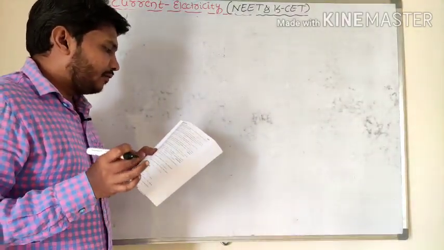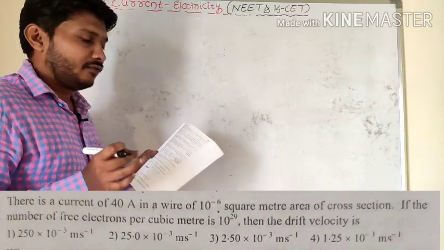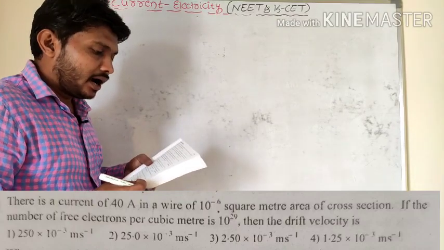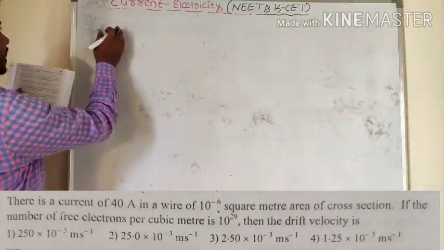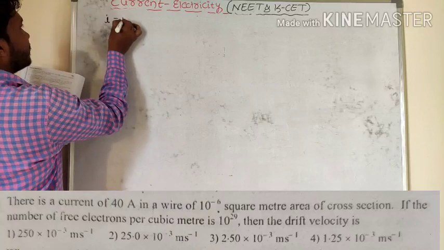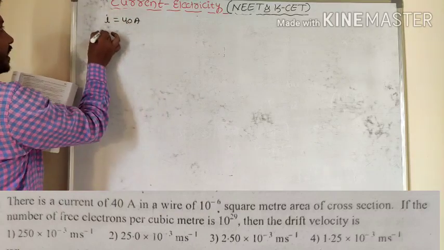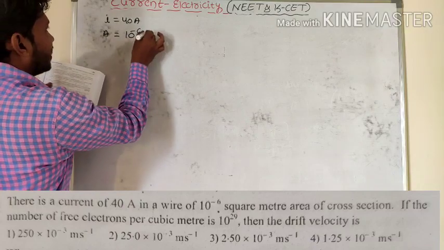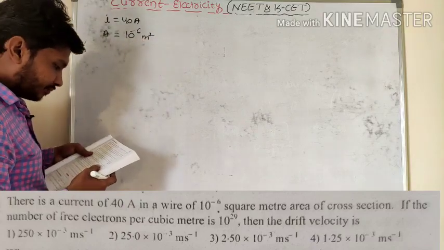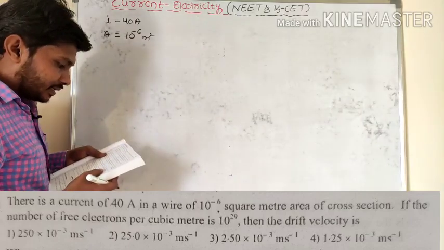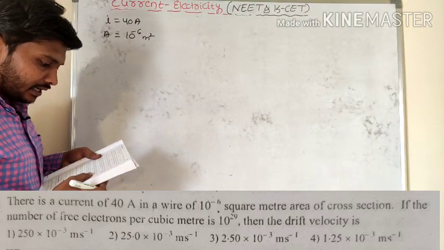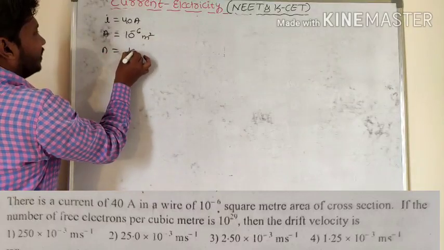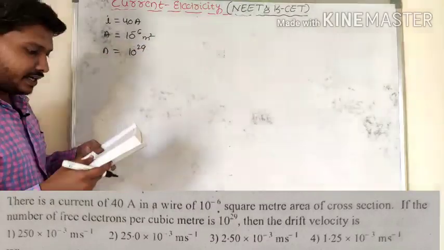There is a current of 40 amp in a wire of 10 to the power of minus 6 square meter area of cross section. So the magnitude of the current is 40 amp, and its area is 10 to the power of minus 6 meter square. If the number of electrons per unit cube of the metal is 10 to the power of 29, what is the n value here? n is 10 to the power of 29.